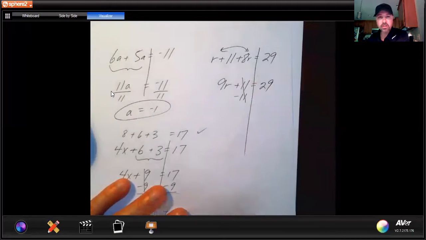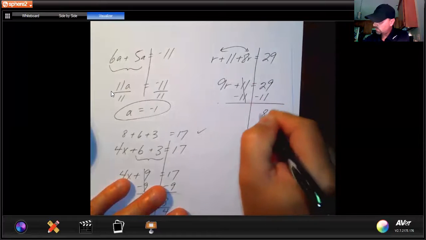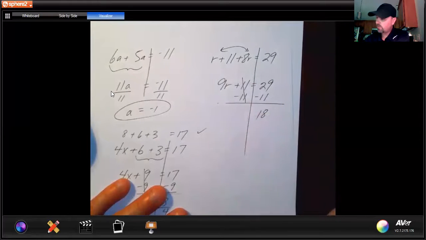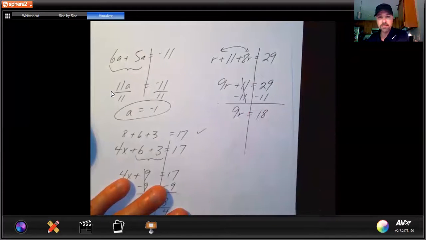Start with addition or subtraction. So that's positive 11. We're going to take 11 away. Keep it balanced. 29, take 11 away, leaves 18. Bring down everything that's left. 9r is equal to 18.